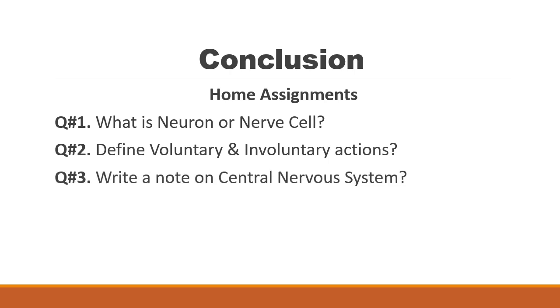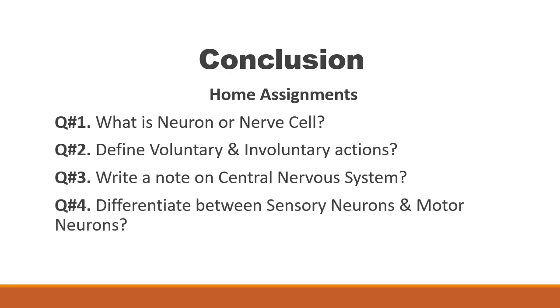Number three, write a note on the central nervous system. We have discussed the central nervous system. I hope you understand it. So my question is that you write down a complete note on the central nervous system. My last question is, differentiate between sensory neurons and motor neurons.